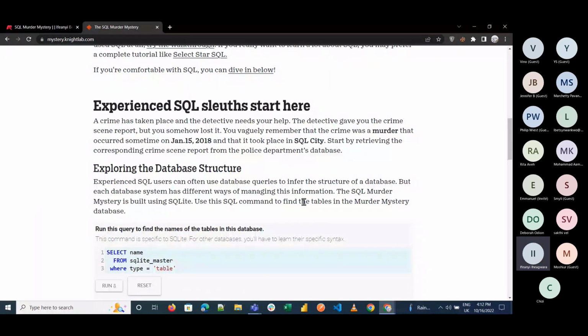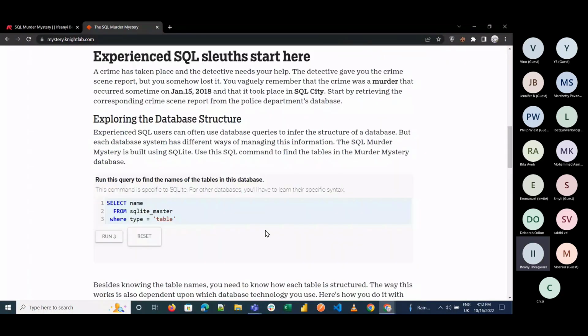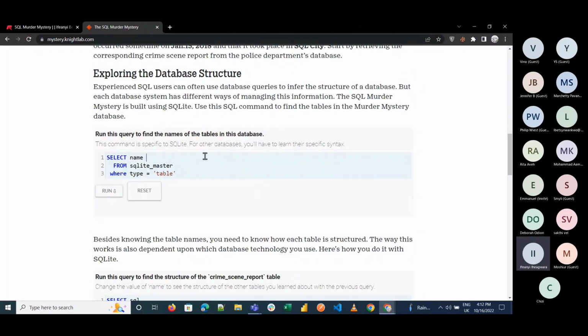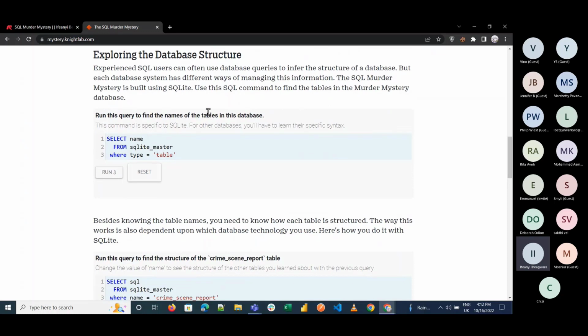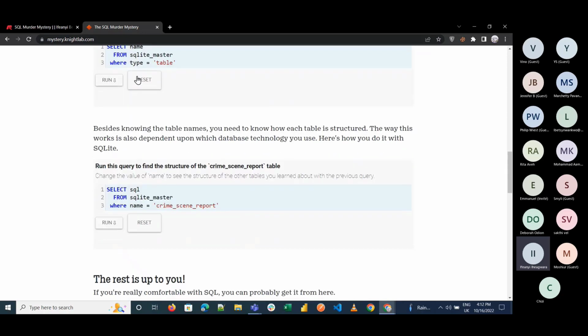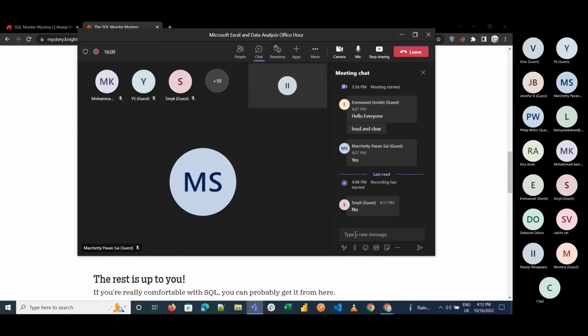The game already has an IDE here, so you can put in your commands and run them right on the platform. We're not going to use MySQL or Postgres or anything. We're just going to use the platform available on the website. For those that want to look at it later, I'll post the link in the chat and description as well.